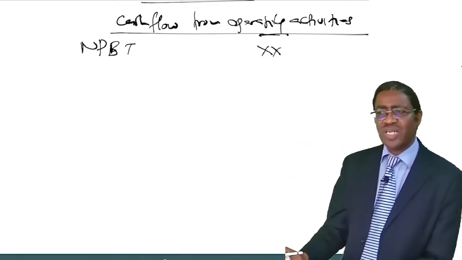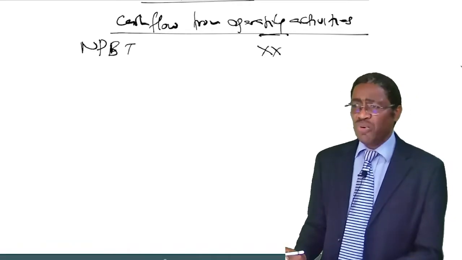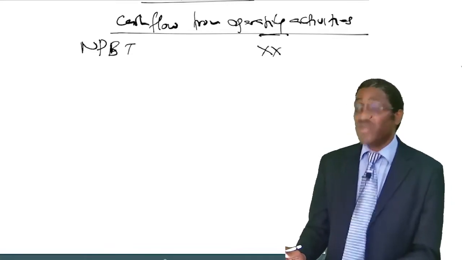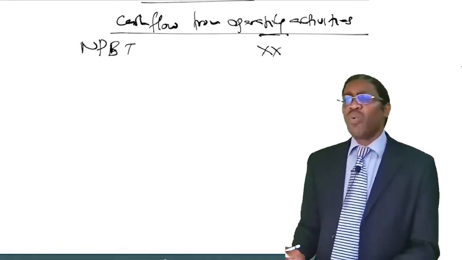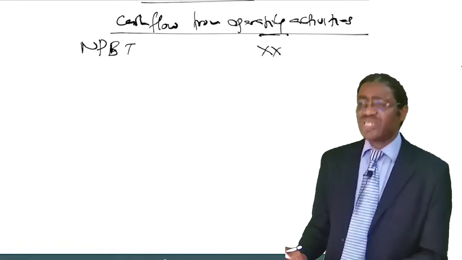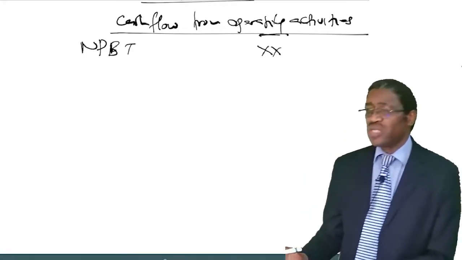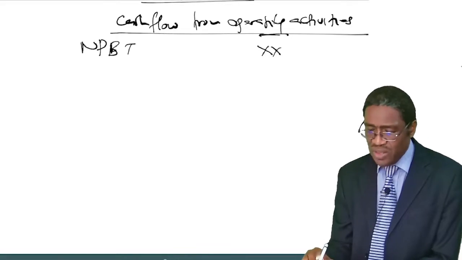And some of the non-cash items, like which ones? Which are some of the examples of the non-cash items that you used to adjust when you were doing this topic before? One of them, obviously, is the depreciation charge for the year. Whatever was the depreciation charge for the year, you remember, had to be added.